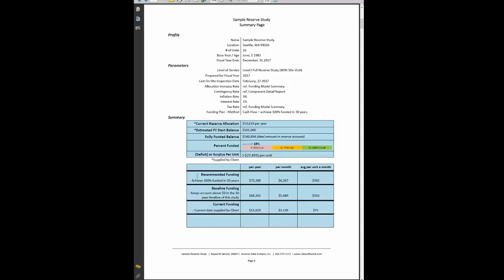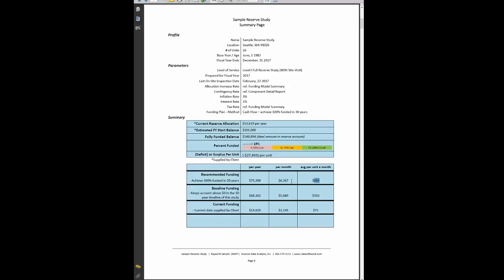Below that is our recommended, baseline, and current funding models. You can also have another one below here that is an open space, and oftentimes this would be like a special assessment model, or FHA approval model, or some other expedited 100% funded model. Whatever the client is requesting, we can add in some additional funding models. The recommended, in this case, is to achieve 100% funded in 30 years, and it breaks it down per year, per month, and an average per unit a month.